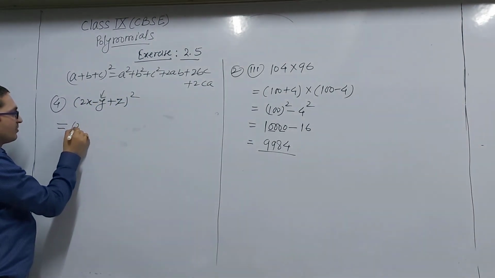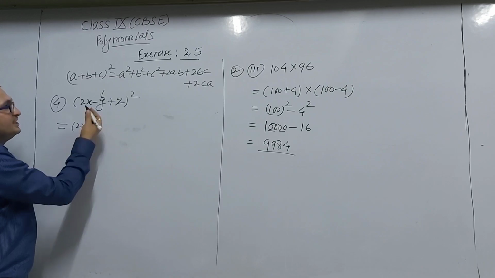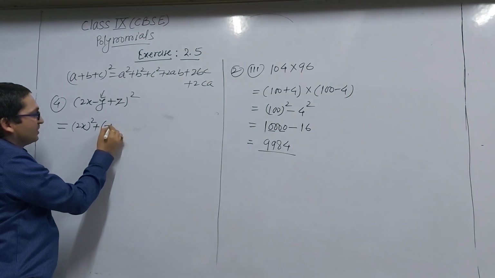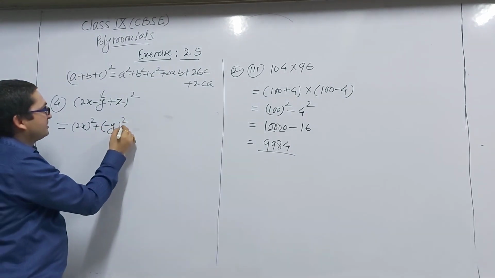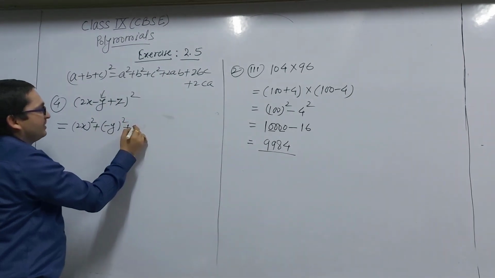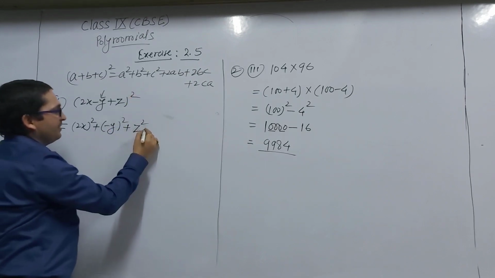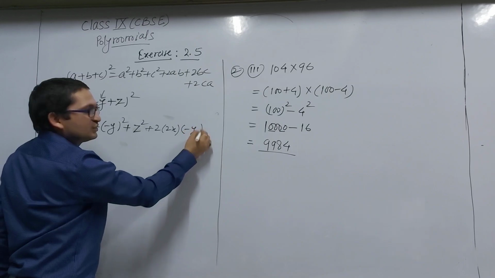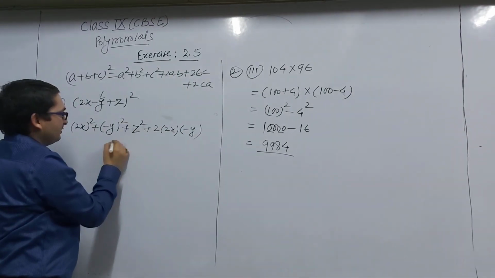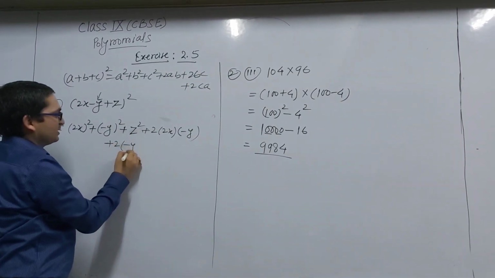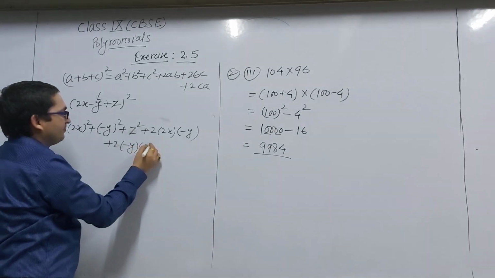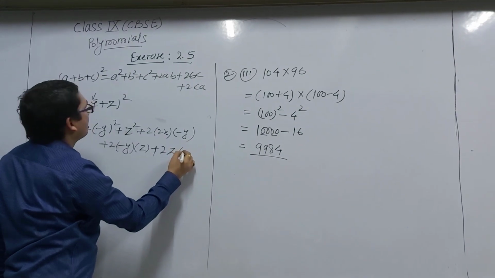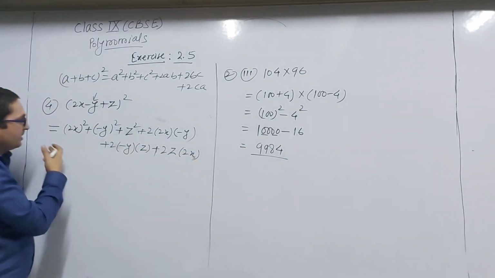a square means (2x) square, plus b square, where the value of b is minus y, I am not taking plus y, so (minus y) whole square, plus c is z, so z square. Now 2ab: 2a is 2x and b is minus y. Like 2bc: 2b is minus y, and c is z. Plus 2ca: 2c is z, and a is 2x.